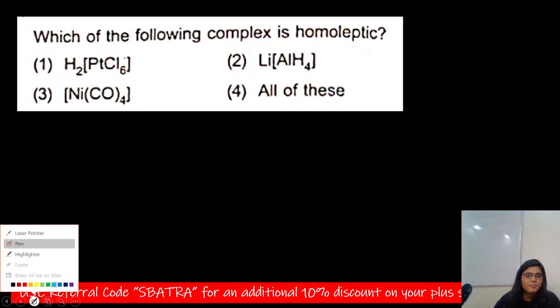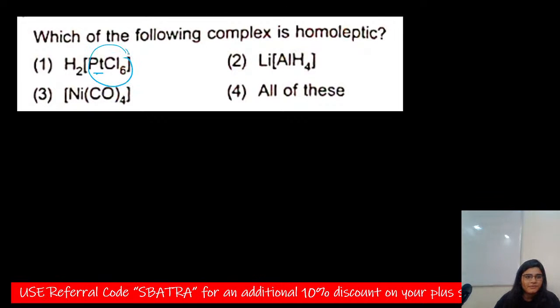See, in this particular complex Pt is connected with six ligands. So the coordination number is 6 and all 6 ligands are chlorine only. Fine, so this is a homoleptic complex. Similarly, in this complex all hydrides are connected with this aluminium, so this is also a homoleptic complex.